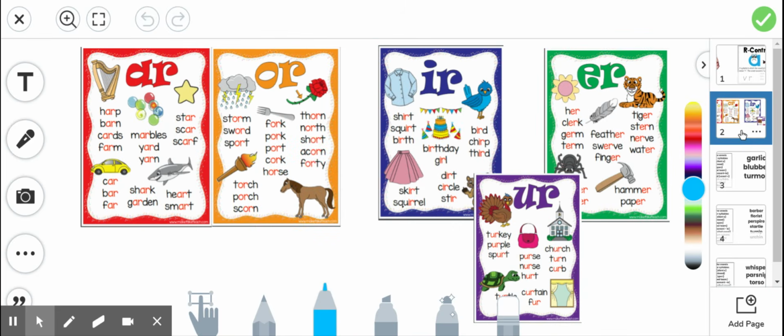Here are some common R-controlled vowels: A-R, O-R, I-R, E-R, and U-R. A-R sounds like ar. O-R sounds like or. I-R, U-R, and E-R sound like er. You can use these pictures to help you if you forget what the sounds are. In Seesaw, there is a link where you can download these posters and print them off if you have a printer at home.